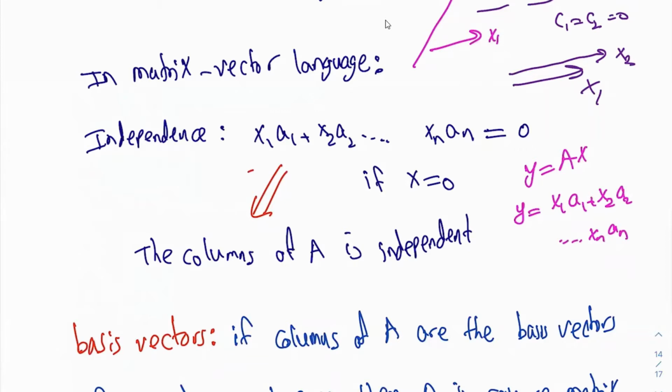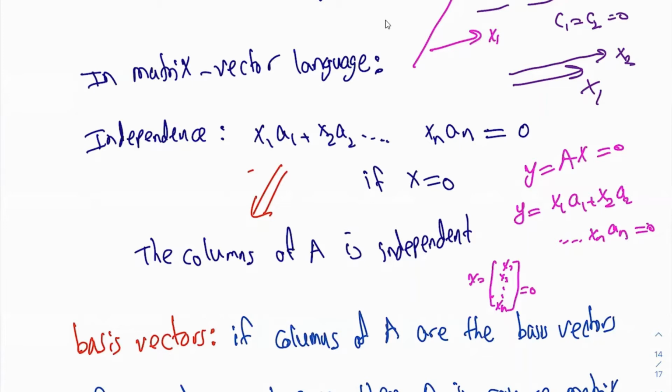Now, if you consider this equation y equal to Ax equal to 0, if this equal to 0 has only the solution of x equal to 0, and x equal to 0 means x1, x2 all the way to xn equal to 0, right? This means that the columns of A are independent. So if the linear combination of the columns of A is equal to 0 only when the column vector x is equal to 0, this means that the columns of A are independent.